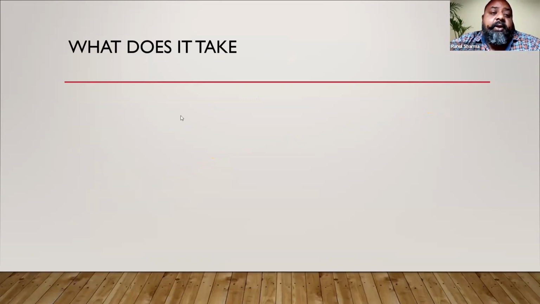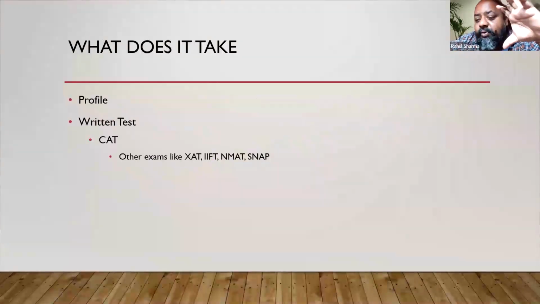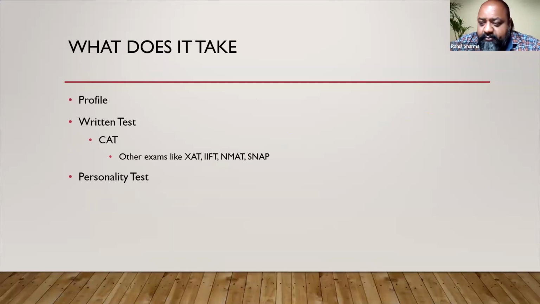Great. Okay. So, what are the overall components that are counted for you to get into a college? Number one is profile. Number two is the written score. So both of these have some amount of weightage, and based on this, you are called for the personality test, which is the interview or the GD in some cases. Based on these three, you get a final convert for the college.